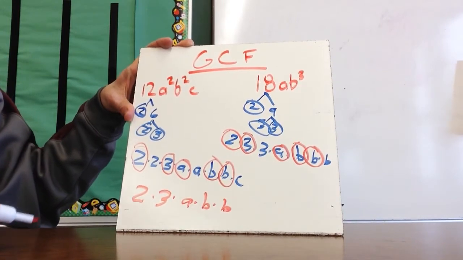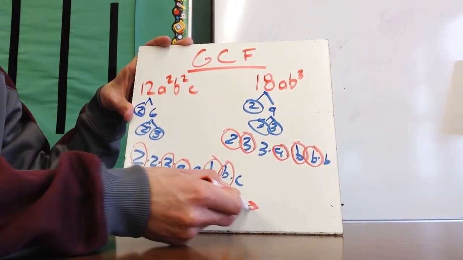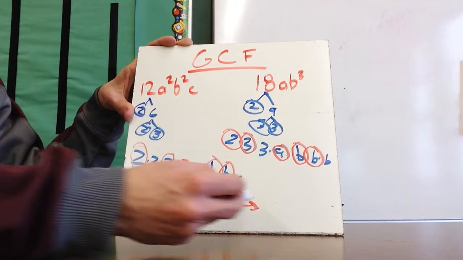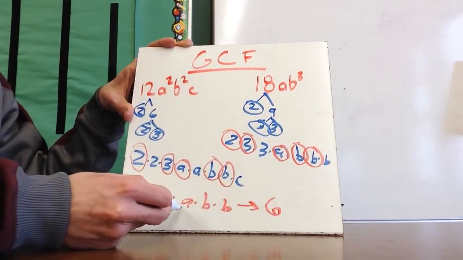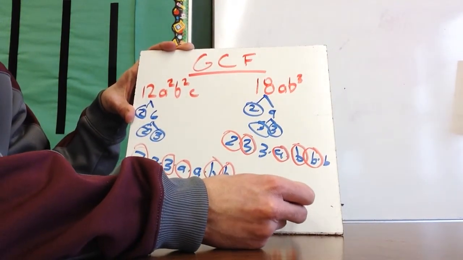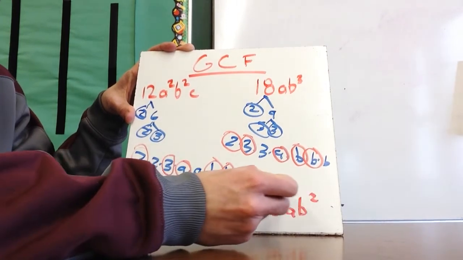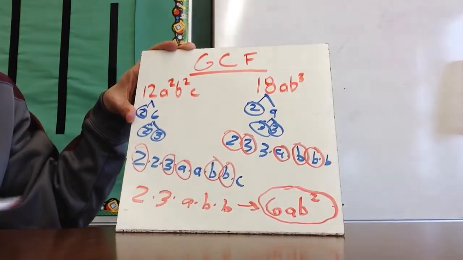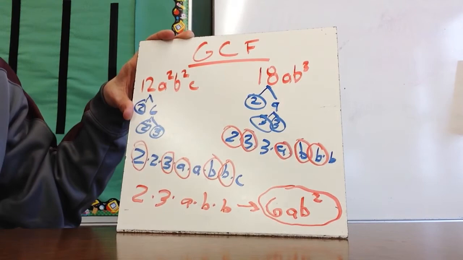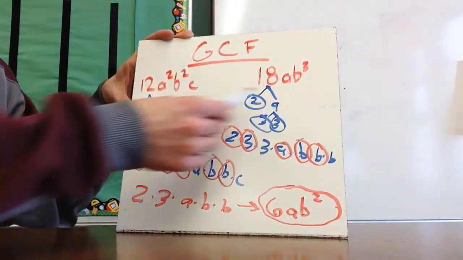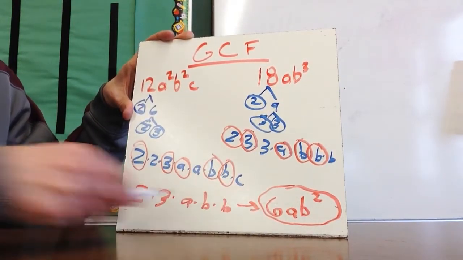Now when you write the greatest common factor, you actually want to write this out as a number and use exponents. So 2 times 3 is 6. And then this is A, B squared. So the greatest common factor of these two numbers would be 6ab squared.